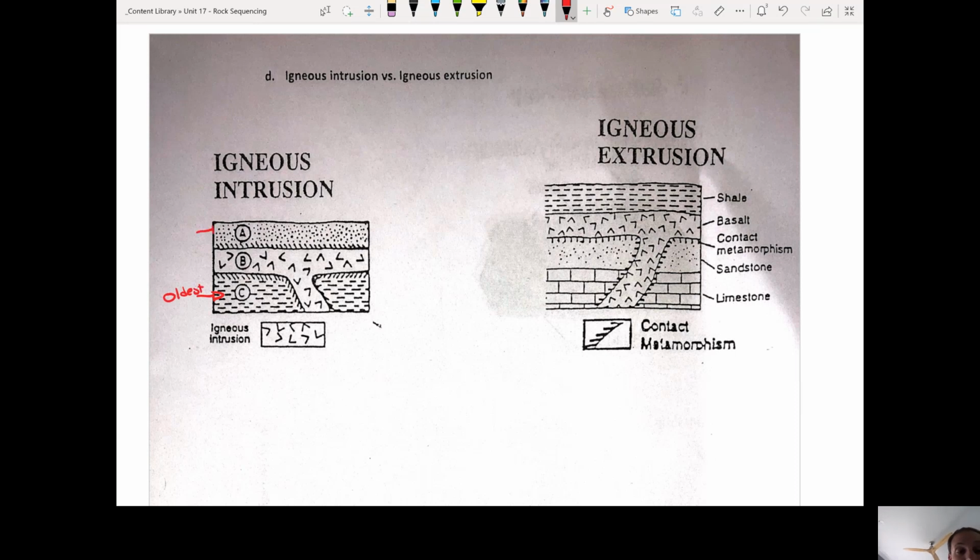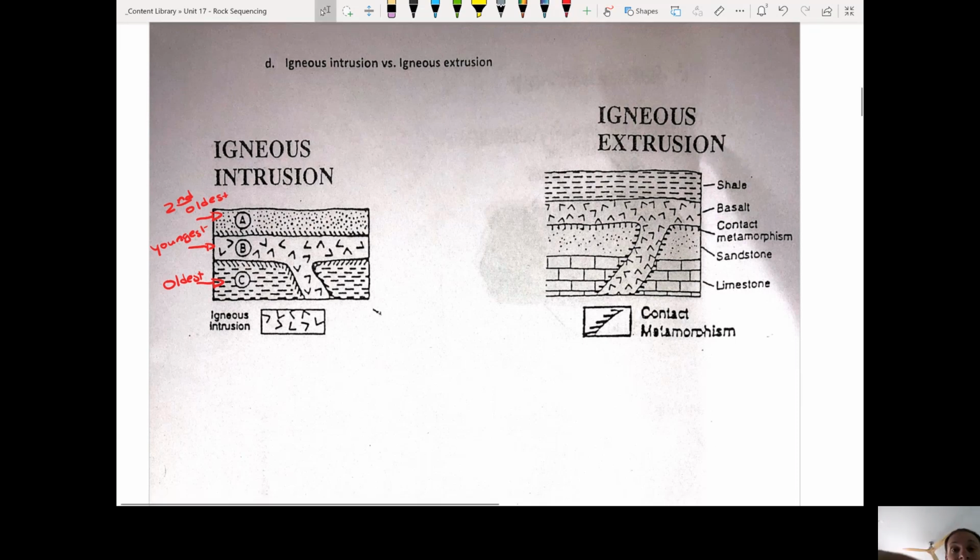B would be the second oldest. And in this case, B is the youngest. Now, how do we know that? B is in between A and C. How is it younger than A?